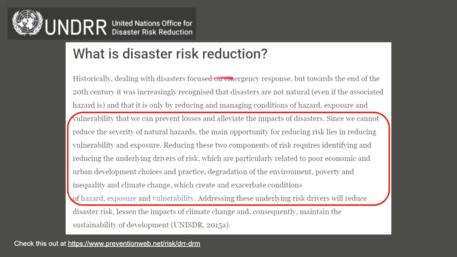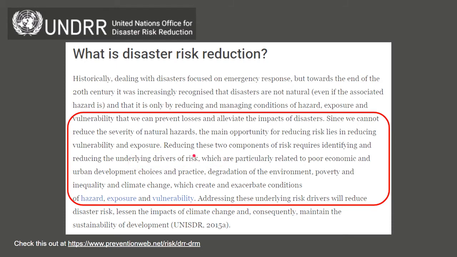So again, in the past, disaster actions mostly focused on response, but nowadays we are geared towards reducing and managing hazard exposure and vulnerability, so that we can prevent more losses, or lessen the losses and deaths and reduce the impacts of those disasters. Since we cannot reduce or completely avoid those natural hazards, what we need to do is reduce the vulnerability and exposure of the people, of the citizens. That includes identifying and reducing the drivers of risk.